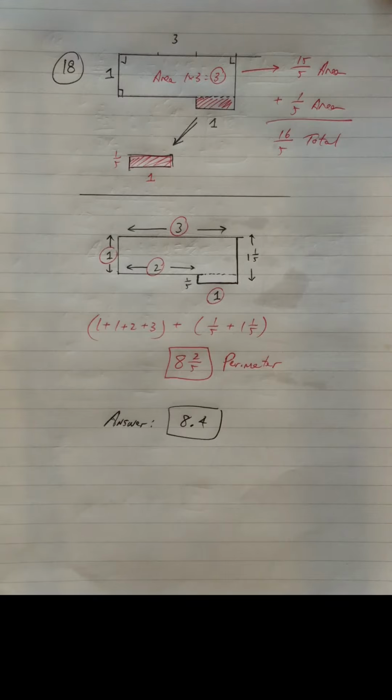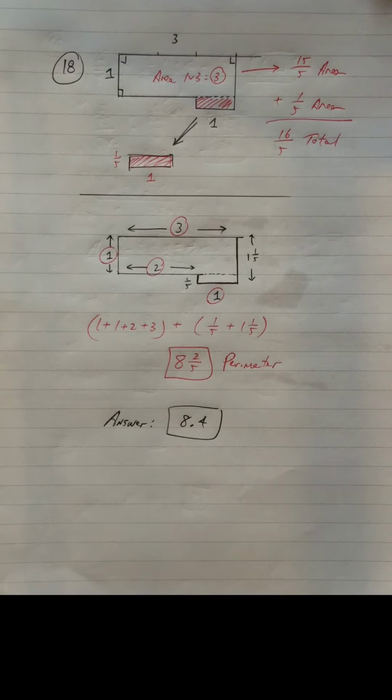Question 18. I've decomposed this irregular shape into 2 rectangles. Notice that if I draw that horizontal line on the picture, the top rectangle is 1 by 3, so it has an area of 3. And although I don't know what that red smaller rectangle is, I know the total area is 16 over 5. So therefore, the area of that small little rectangle must be 1/5. Well, since one dimension is 1, the other dimension must be 1/5.